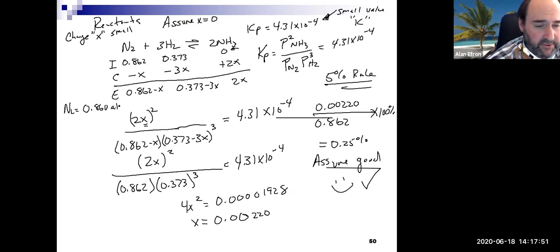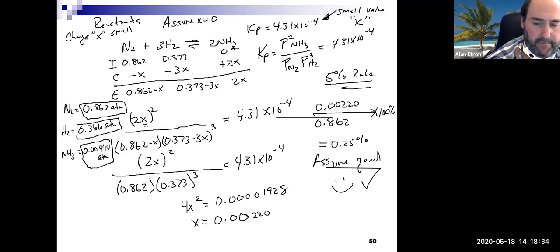And remember that these are pressures, so that's going to be atmospheres in terms of the unit. For our H2, we're going to take 0.373 minus 3 times the X value. And that looks like it will get us 0.366, and also atmospheres because it's a pressure. And lastly, for our NH3, we're going to take 2 times 0.00220, which gets us 0.00440, also atmospheres because it is a pressure.